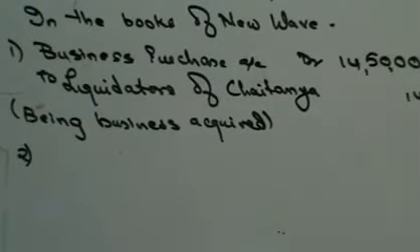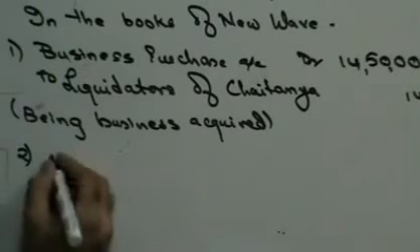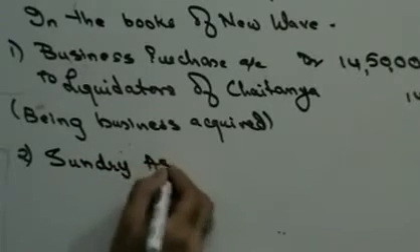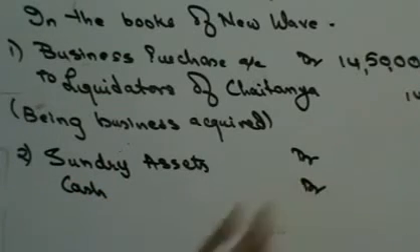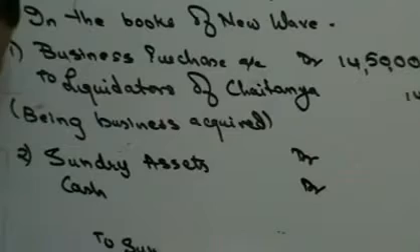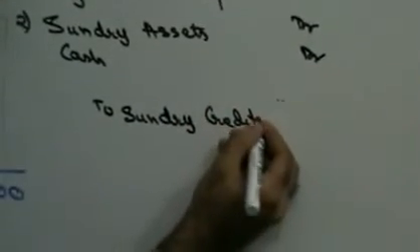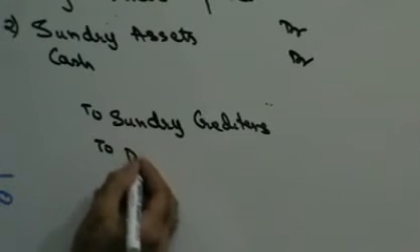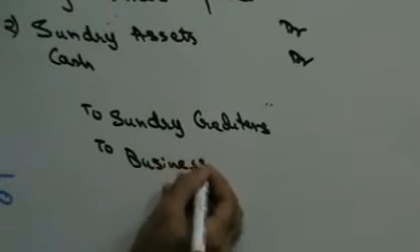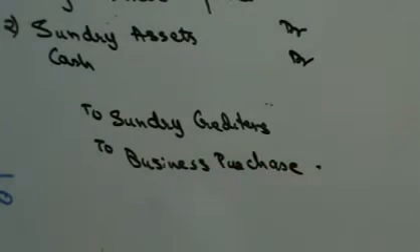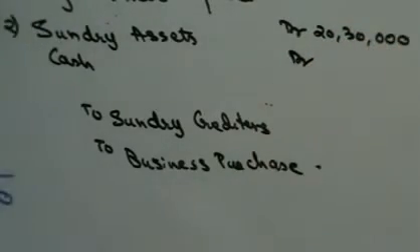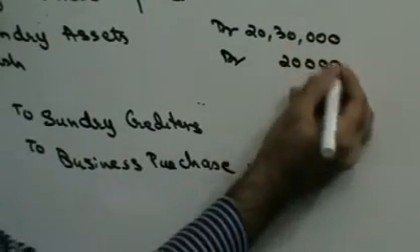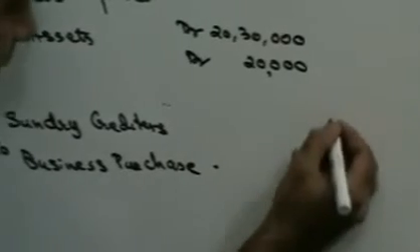Next, take over the assets and liabilities. The assets and liabilities you will be taking over: sundry assets account debit, cash account debit, leave a line, to sundry creditors, to business purchase. Assets you are going to take over at 20 lakh 30,000. Then cash is 20,000. Sundry creditors is 2 lakhs.